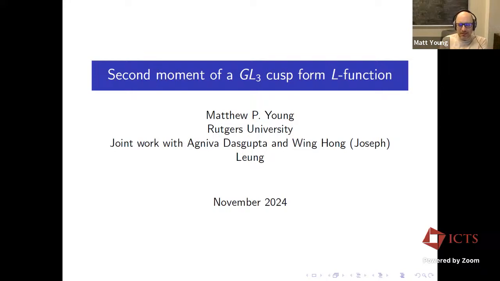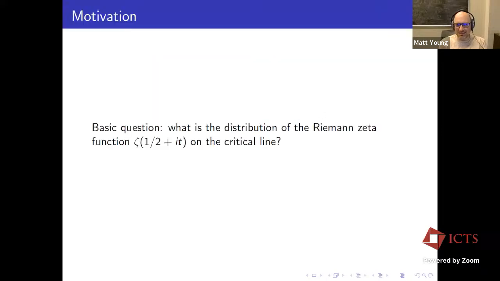So okay, let's just start. So here's some motivation for a kind of broad audience. One of the questions that we're interested in is what's the distribution of the Riemann zeta function on the critical line?